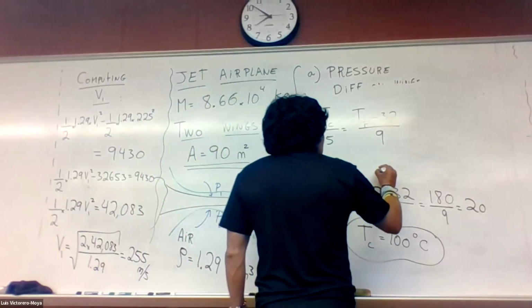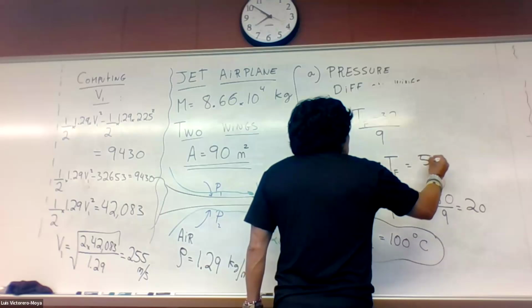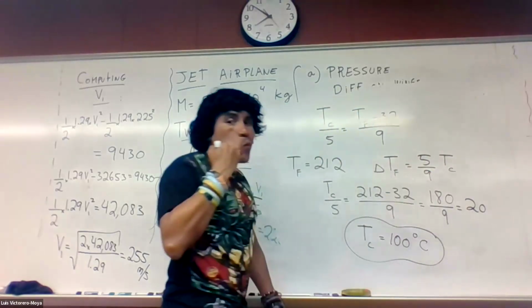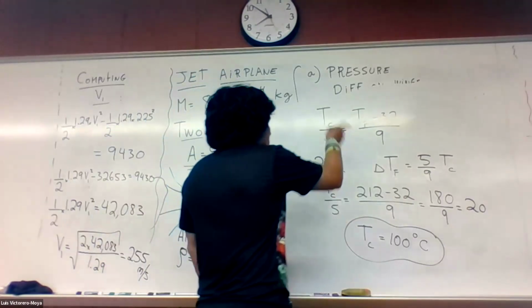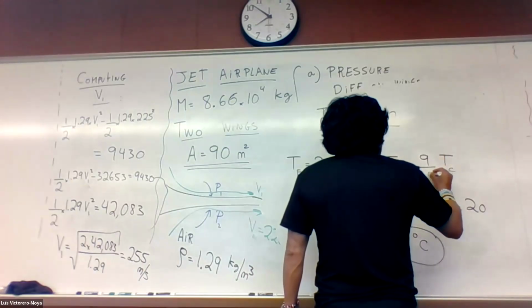So my temperature variation in Fahrenheit is 5/9 my temperature variation in Celsius. Oh, sorry, 9/5. 9/5.